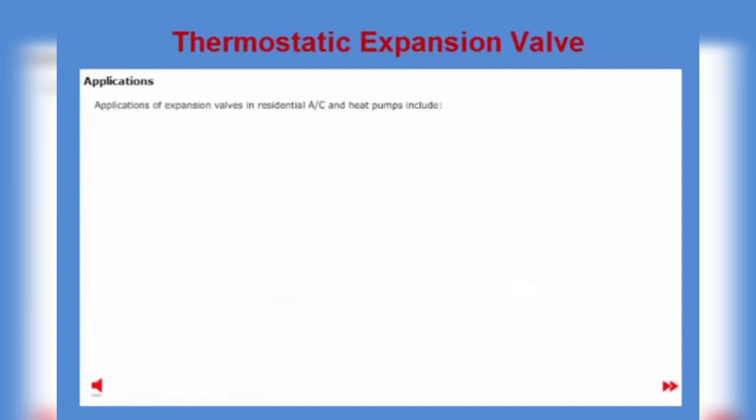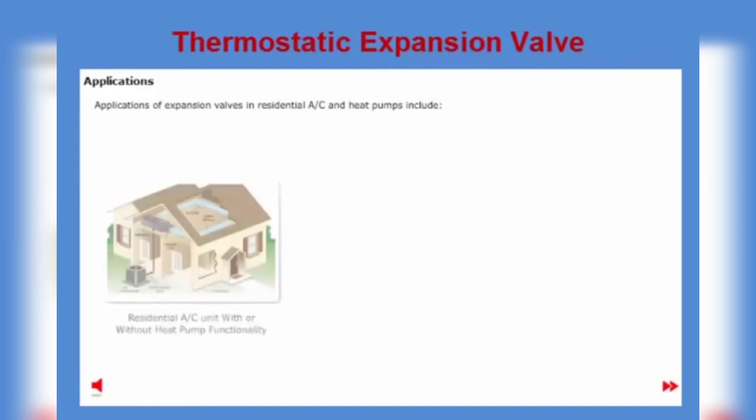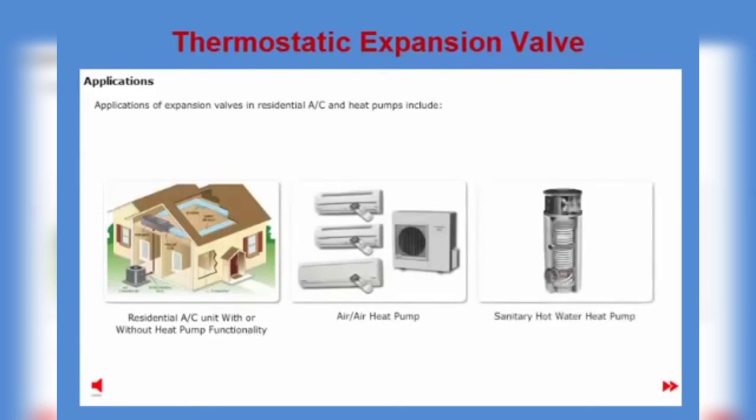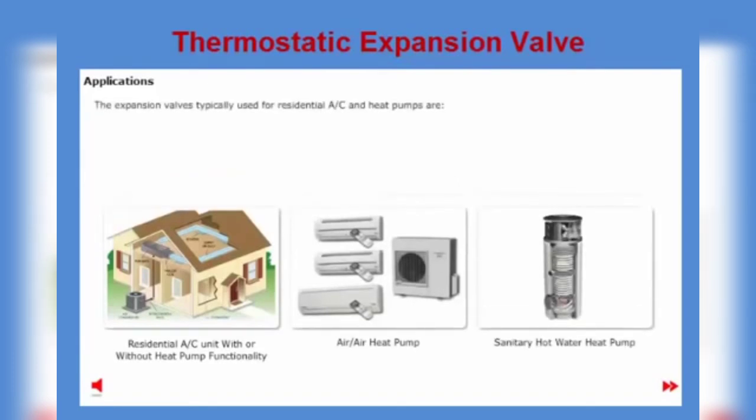Typical applications for expansion valves in the residential AC and heat pump section include residential AC units with or without heat pump functionality, air-to-air heat pumps, and sanitary hot water heat pumps. The expansion valves typically used for residential AC and heat pumps are TU and TD1.